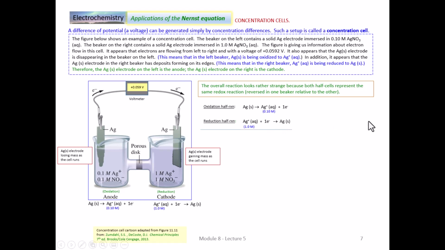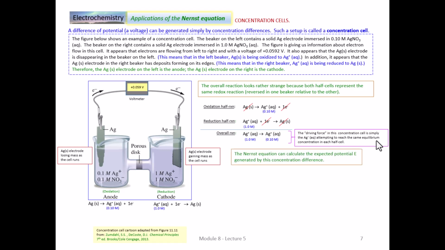And so if we wrote an overall reaction here, the 1 electron would cancel out, the silver metal would cancel out, and what would be left is this strange looking overall redox reaction, which doesn't really look like a redox reaction, where we have silver ion at 1 molar concentration as the reactant, and silver ion at 0.1 molar concentration as the product. So the driving force in this concentration cell is simply the silver ion attempting to reach the same equilibrium concentration in each half of the cell.